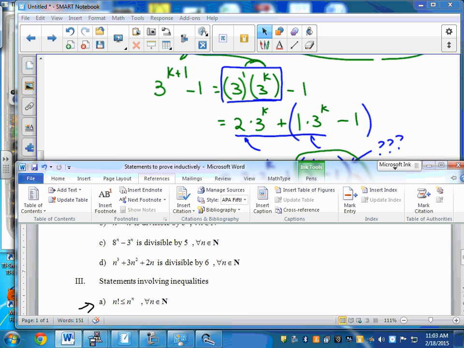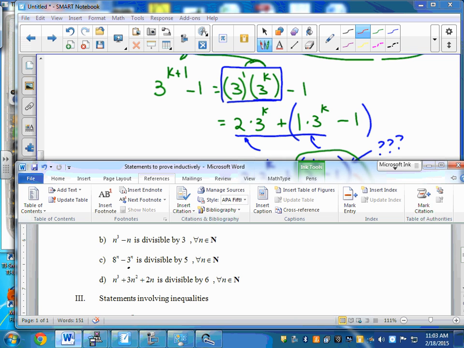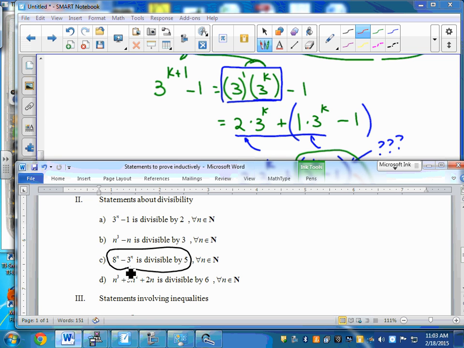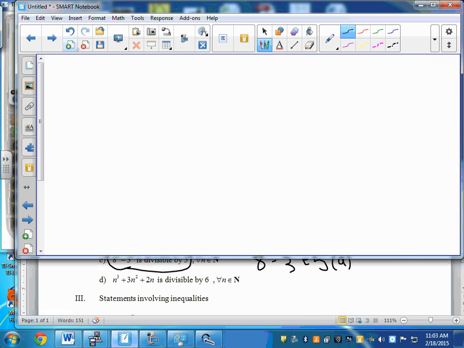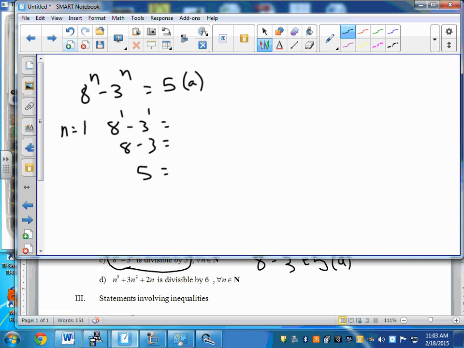Okay, so let's see. Statement about divisibility. Let's suppose we wanted to show that 8 to the n minus 3 to the n is always divisible by 5, that is, 5 times some quantity a. How can we show that? Let's show it's true for n equal to 1. 8 to the first minus 3 to the first is 8 minus 3, which is 5. And that's certainly 5 times 1. Okay, so it does work when n is equal to 1.